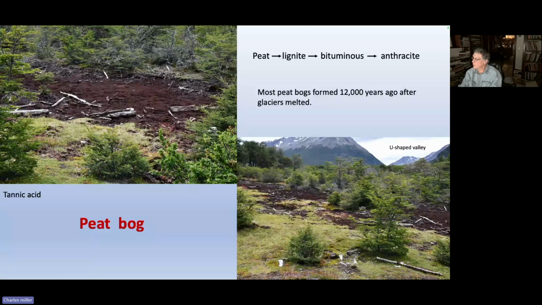Now here's another U-shaped glacial valley. You can see this is one, but it's obscured with the tree. As I said, Ushuaia was completely covered with glaciers.